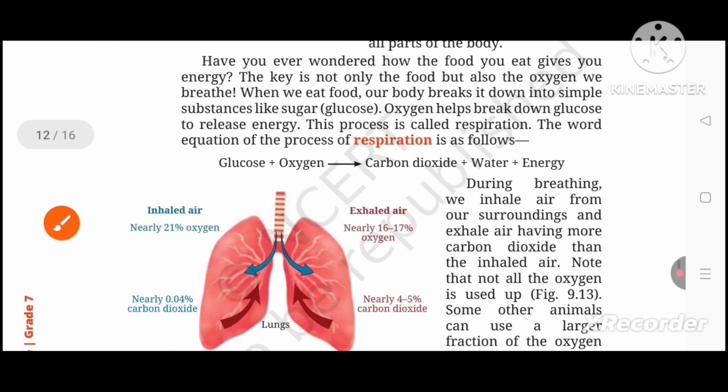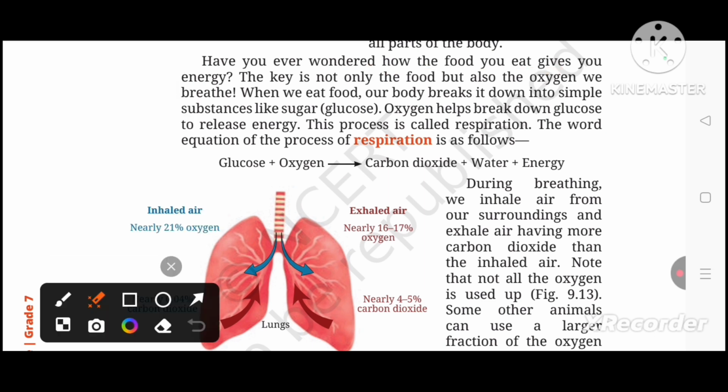Have you ever wondered how the food you eat gives you energy? The key is not only the food but also the oxygen we breathe. When we eat food, your body breaks it down into simpler substances like sugar, that is glucose, and the oxygen helps to break down the glucose to release energy. This process is called respiration. The word equation of the process of respiration is given below. Glucose plus oxygen is converted into carbon dioxide plus water plus energy.